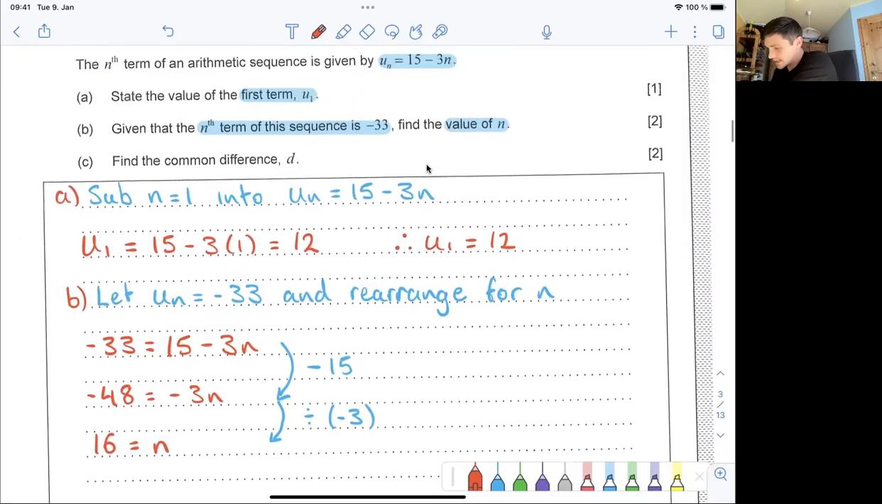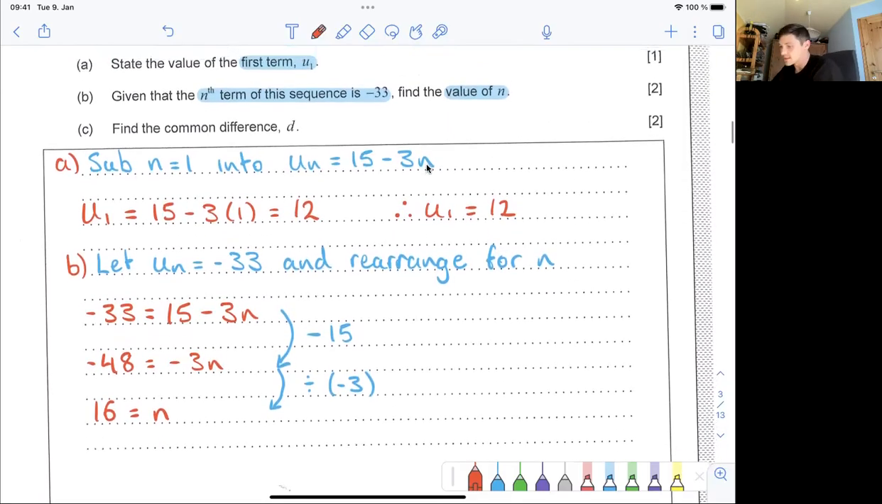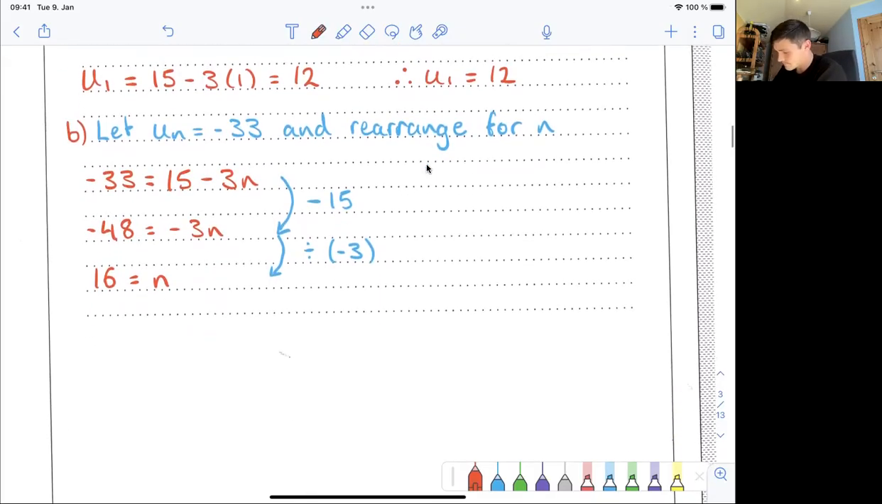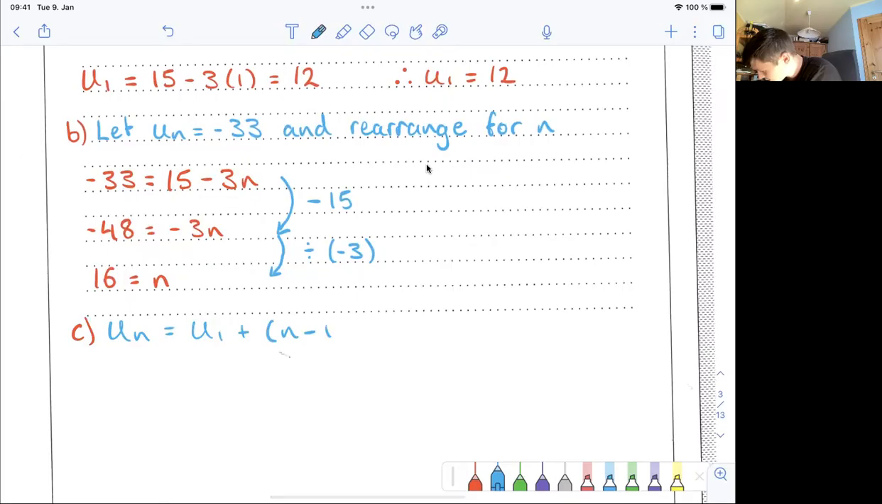All right, let's move on to part C. Find the common difference, d. To help us out with this one, I'm going to write down the nth term formula, which is given in your formula booklet for an arithmetic sequence. It's good to get familiar with this one, though it is given to you in that formula booklet. It is as follows: un is equal to u1 plus n minus 1 multiplied by d.